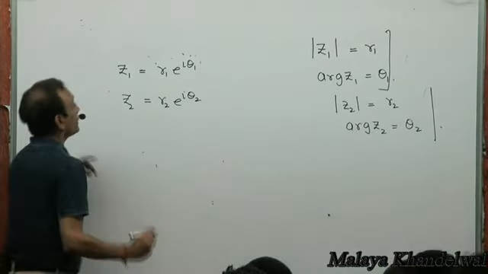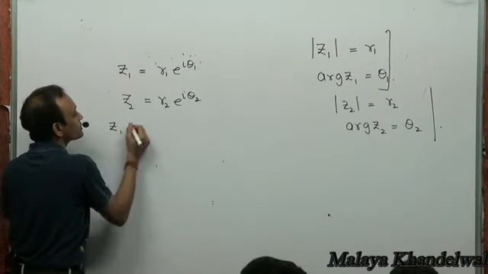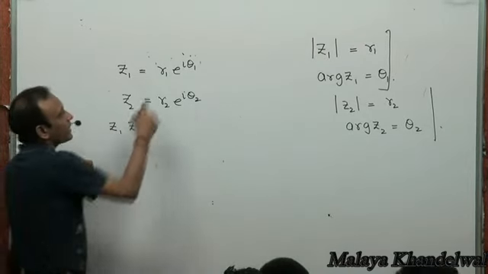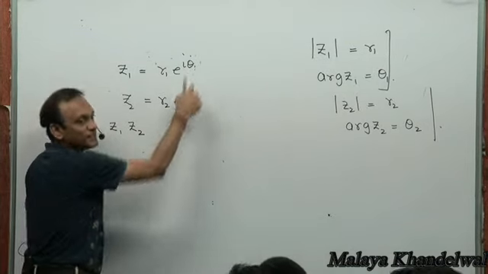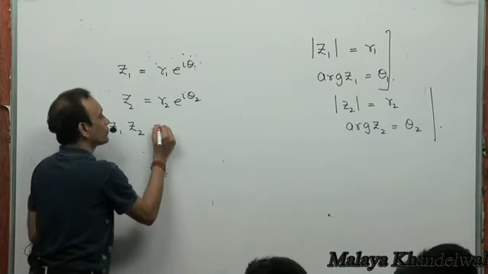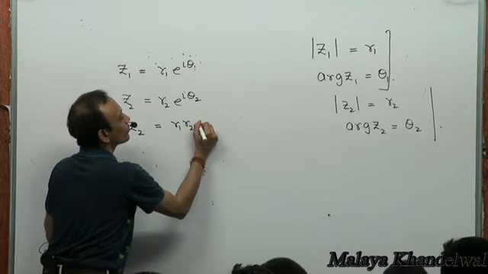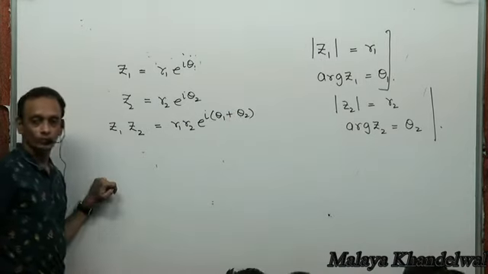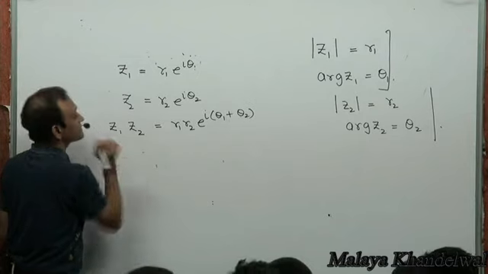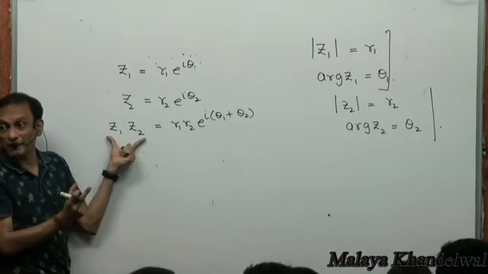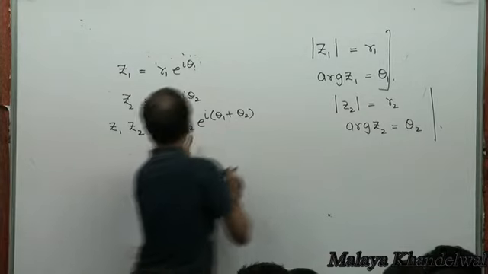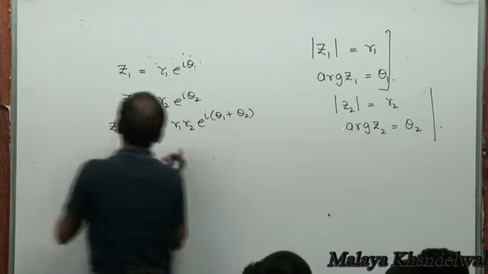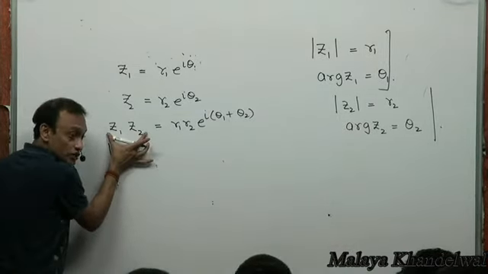Now, let me look at z1 into z2. Let me multiply these two out. I get r1 into r2 e power i theta 1 plus theta 2. Yes or no? Right? So this again turns out to be a complex number. Product of two complex numbers is a complex number whose modulus is r1 r2, whose argument is theta 1 plus theta 2. And therefore, I end up saying z1 z2 is a complex number.